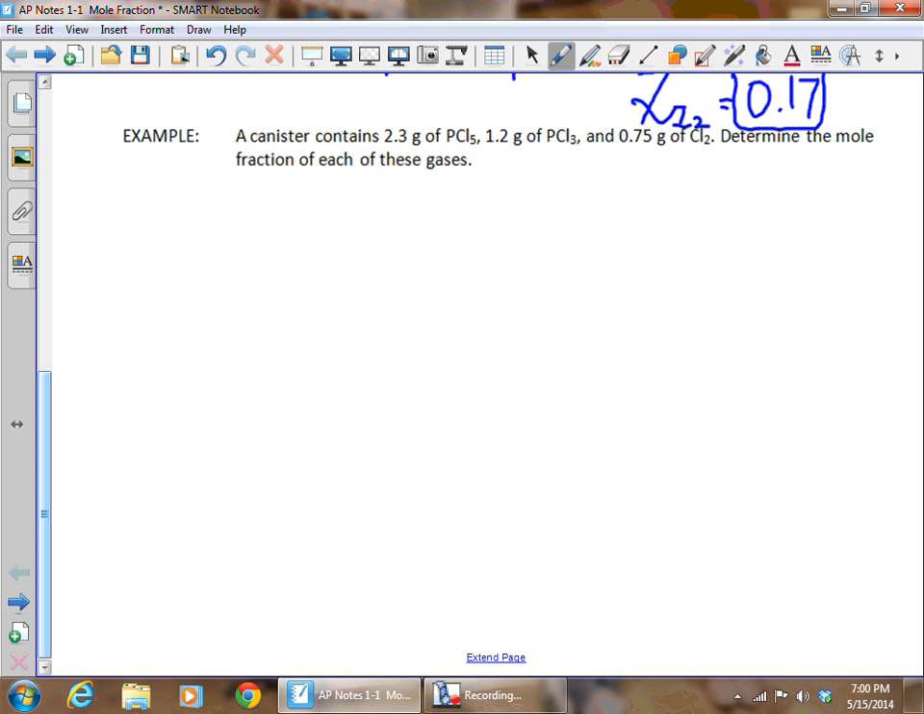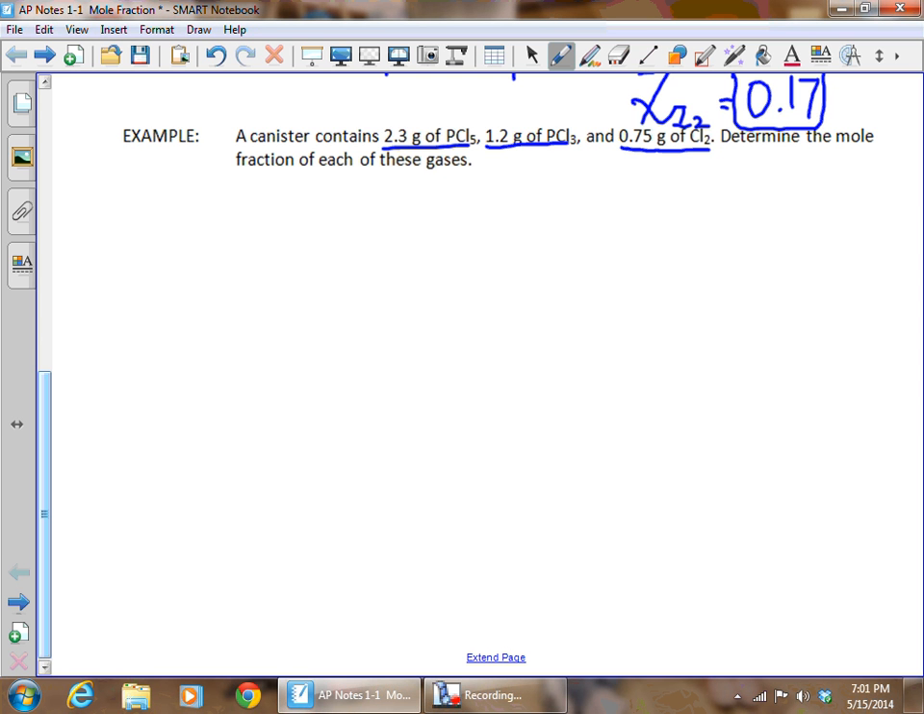Let's look at this next one, and notice the difference. It says a canister contains 2.3 grams of phosphorus pentachloride, 1.2 grams of phosphorus trichloride, and 0.75 grams of chlorine, and we're supposed to find the mole fraction of each of these gases. Hopefully you've noticed that the difference is it didn't give us moles this time, it gave us grams. So what we're going to have to do first is to change these mass values to moles.